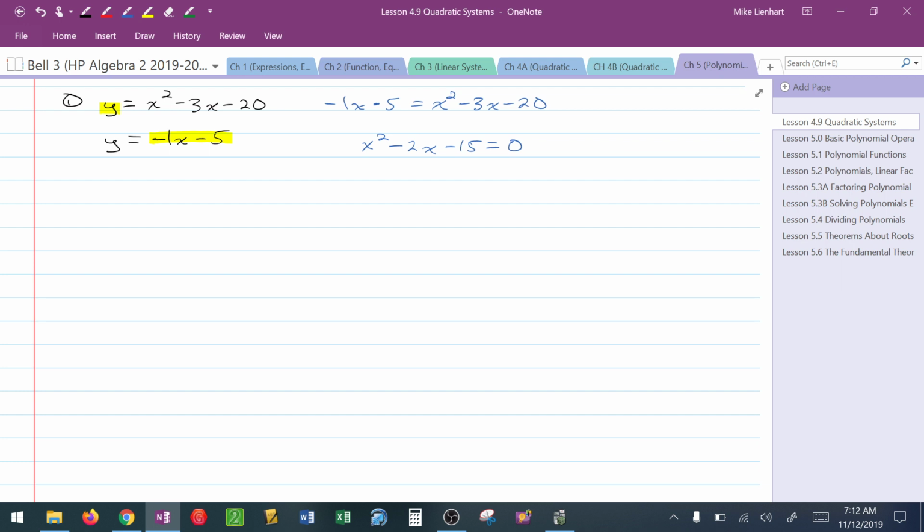How do I want to solve the quadratic? We've got our list of different methods. One thing that I observe right away is this has a goal number of negative 15 and a middle term of negative 2. Factors are 3 and negative 5. And I divide them both by a, which in this case is 1. That tells me that the factors would be x plus 3 and x minus 5. Set each factor equal to 0, and I get x is equal to negative 3 and positive 5.